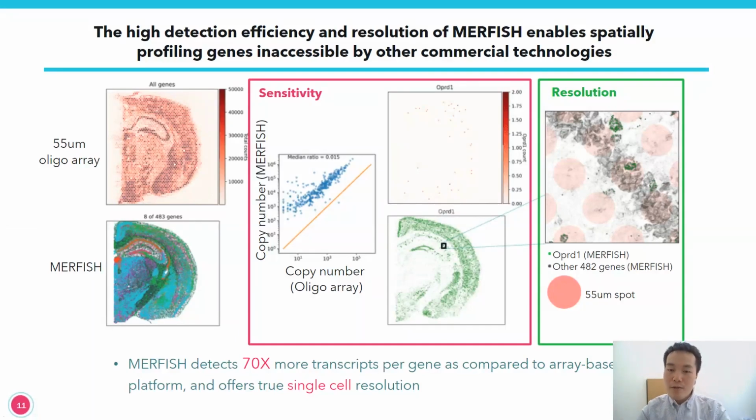Furthermore, if we look at the right, MERFISH measurements actually offer true single-cell resolution, while in the array-based platform, each grid spot is approximately the size of 10 cells, with a grid spot size of 55 microns. So by looking at the zoomed-in image of a single field of view from the MERFISH measurement, you can clearly see where the OPRD1 gene is expressed in individual cells, while that information is completely missed in the array-based platform.